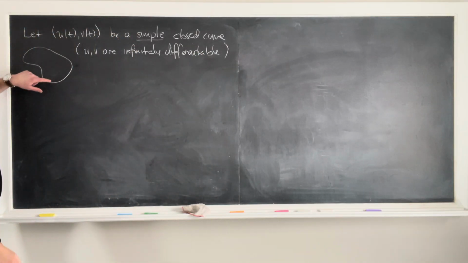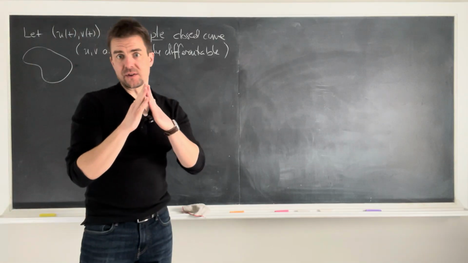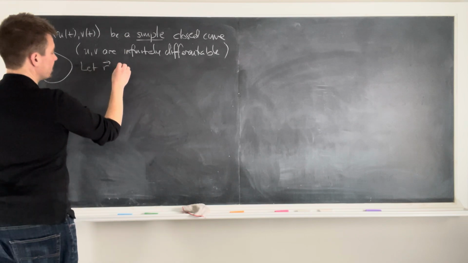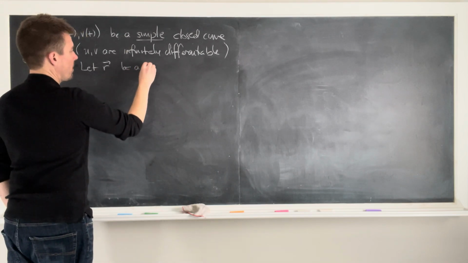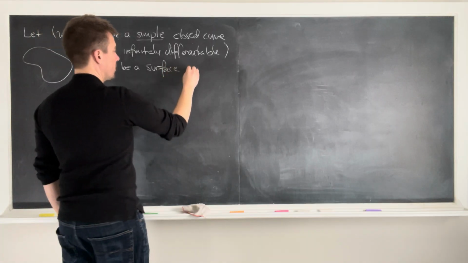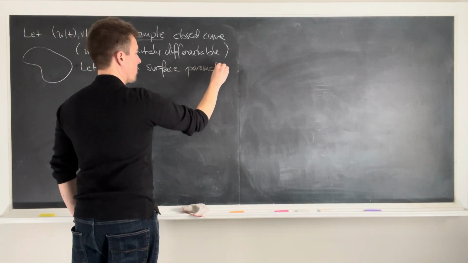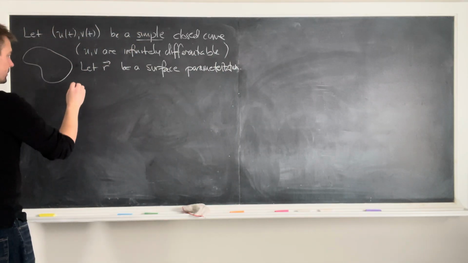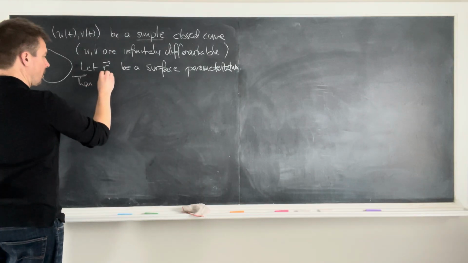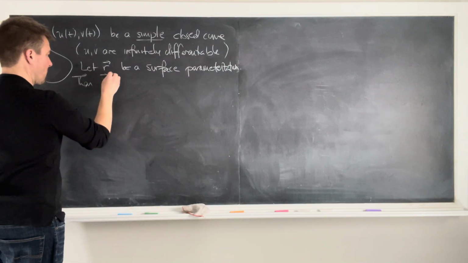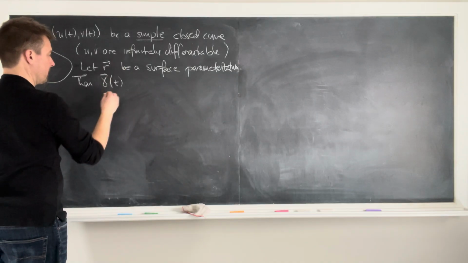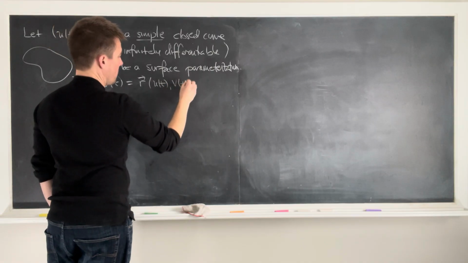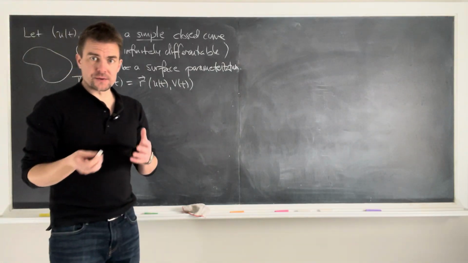So we can assume that u and v are infinitely differentiable. And so in other words, there's no cusps over here. I don't have a situation where there's going to be a point where the derivative doesn't exist. Just a nice simple curve, right? And let R be a surface parameterization. Then gamma(t), which is R(u(t), v(t)), is a closed curve on the surface.